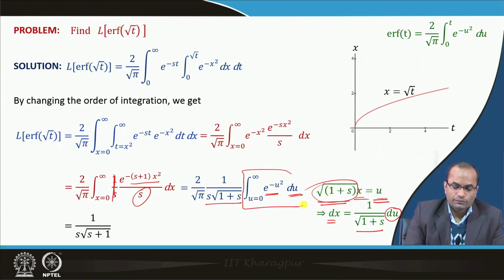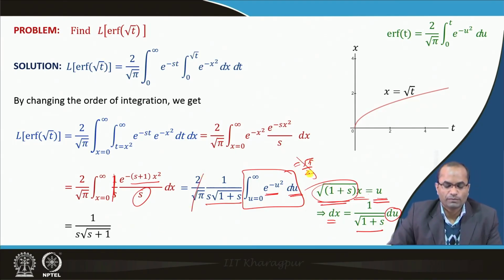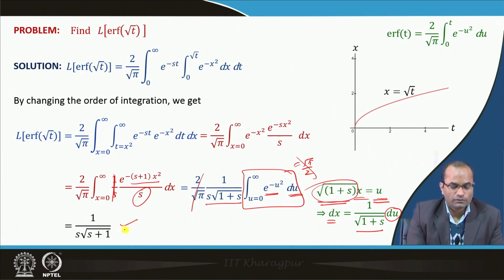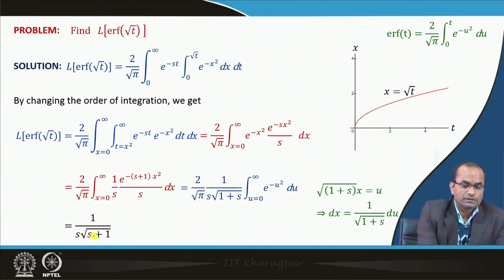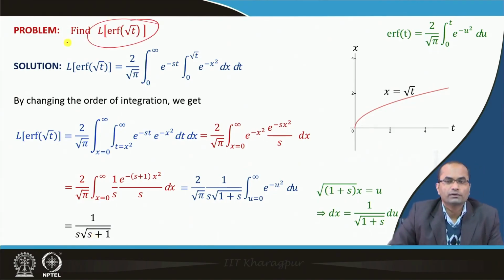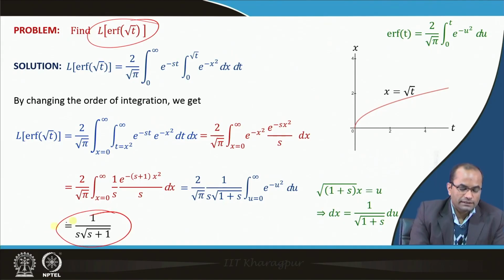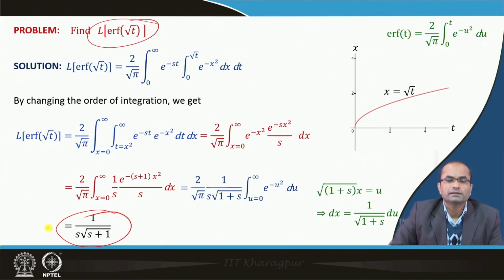And this integral we know, this is square root pi by 2. So, here we have 2 over square root pi and then square root pi by 2. So, we get 1 over s square root of s plus 1. So, the Laplace transform of the error function of square root t is written in this form, 1 over s square root of s plus 1.